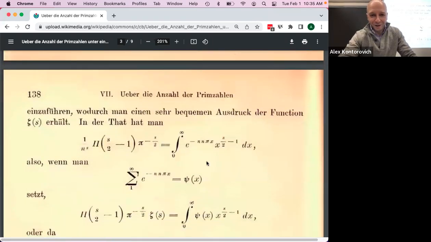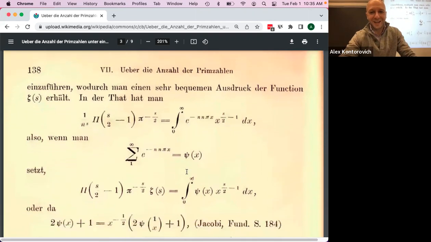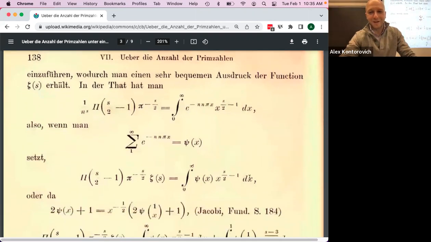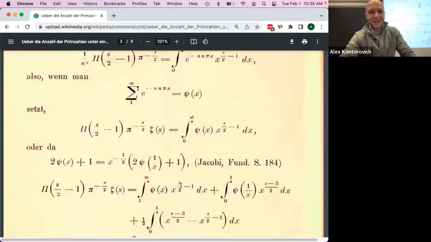He looks at psi of x, the sum of e to the minus n squared pi x from 1 to infinity. This is n times pi times x. That's your theta function. And what he's going to do is take the Mellin transform of the theta function, dx over x with an x to the s over 2 instead of x to the s, because he has an n squared here. So you do a computation, and you see that it's this, by the functional equation for the theta function, which is Poisson summation.